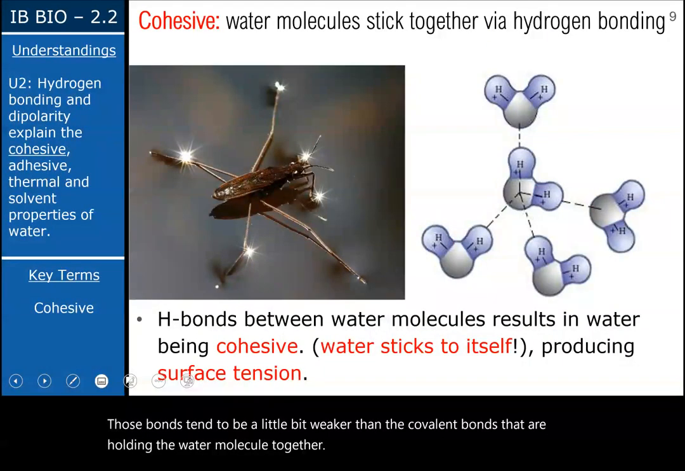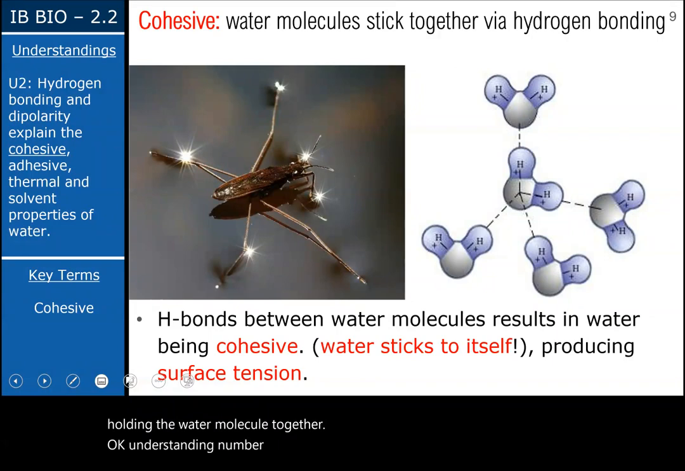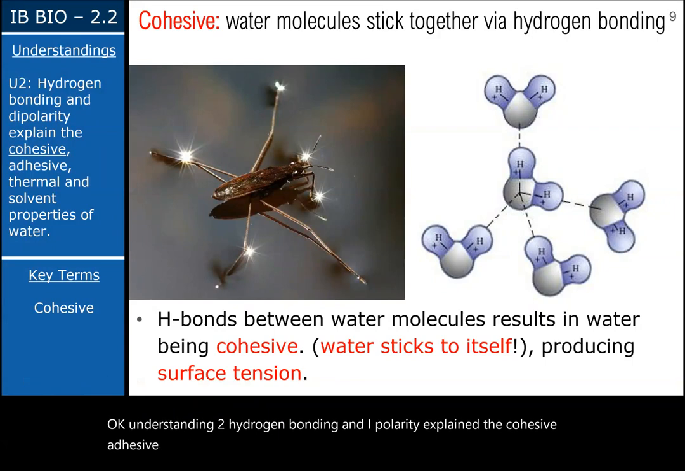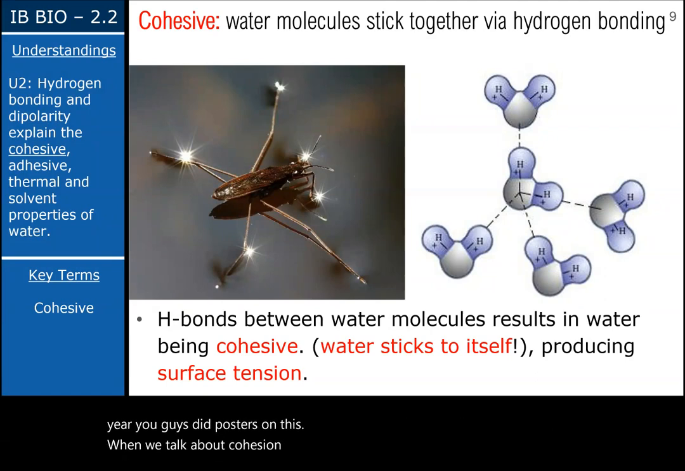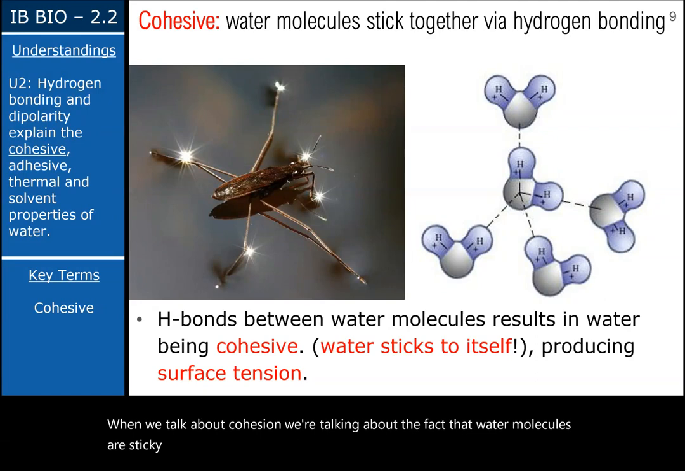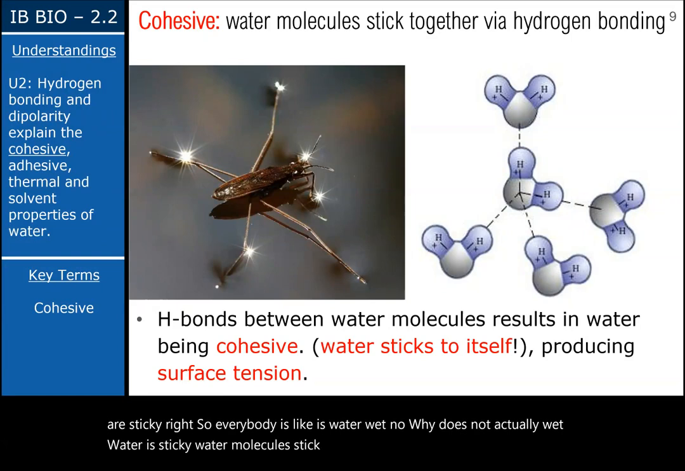Okay, understanding number 2. Hydrogen bonding and dipolarity explain the cohesive, adhesive, thermal, and solvent properties of water. So, freshman year, you guys did posters on this. When we talk about cohesion, we're talking about the fact that water molecules are sticky, right? So everybody's like, is water wet? No, water's not actually wet. Water is sticky. Water molecules stick together because of that hydrogen bonding.